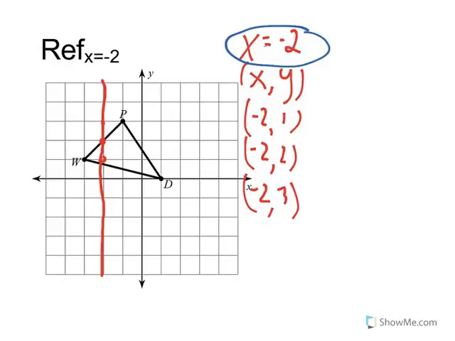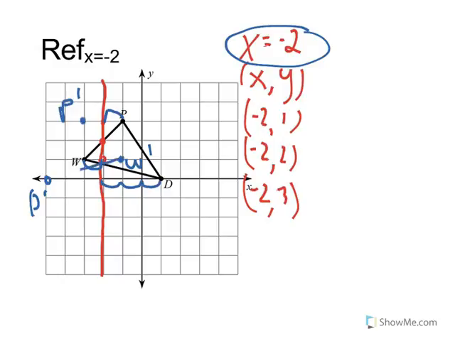So when I reflect across that line, we're going to now count. Whenever it's horizontal or vertical, we can count how far the points are. So P is 1 away, so we'll go 1 on the other side, and that's our P prime. W is 1 away, so we'll go 1 onto the other side, and that's W prime. D is 1, 2, 3 away, so we'll go 3 onto the other side, and that's D prime.